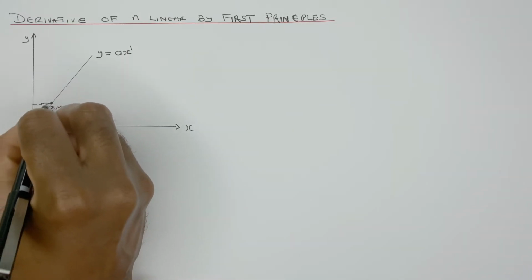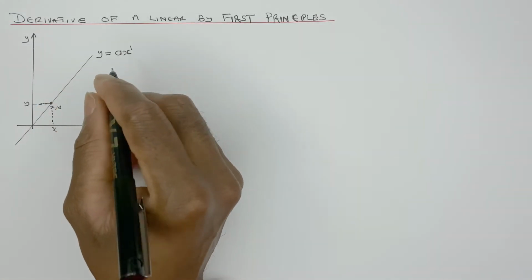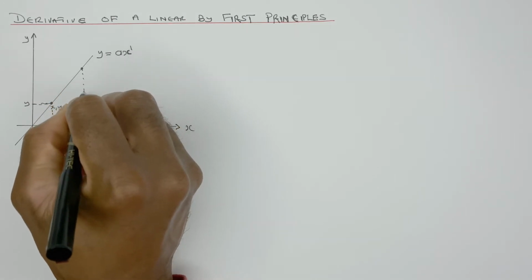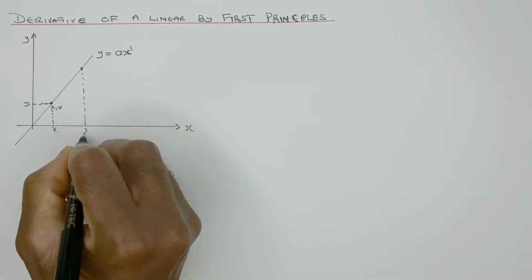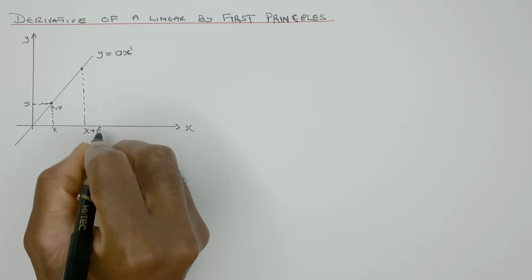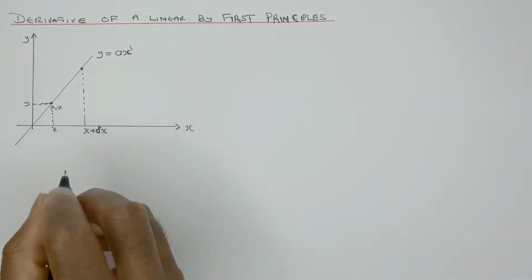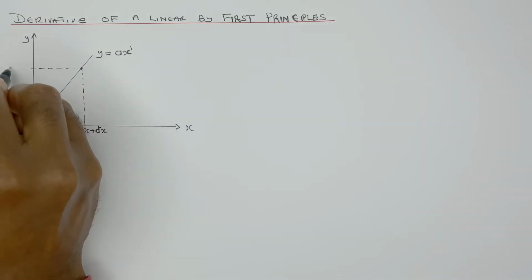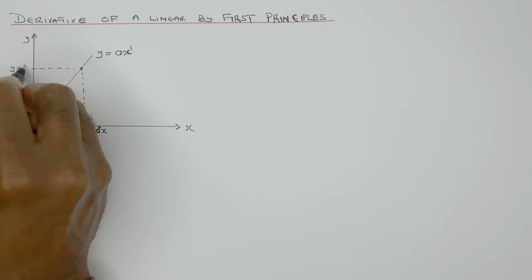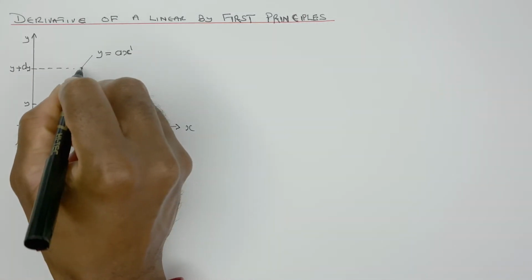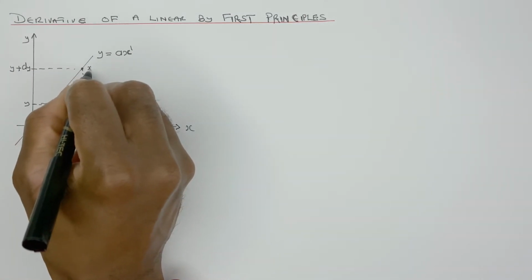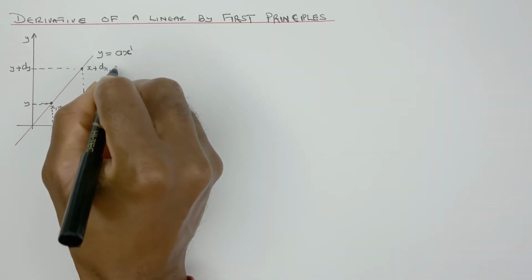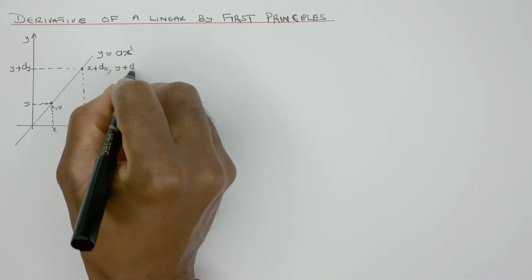That's the y value. And if I pick a point there, if I trace it down here, that will be x plus delta dx. And if I extend that point to that will be y plus dy. So this point has a coordinate x plus dx, comma, y plus dy.